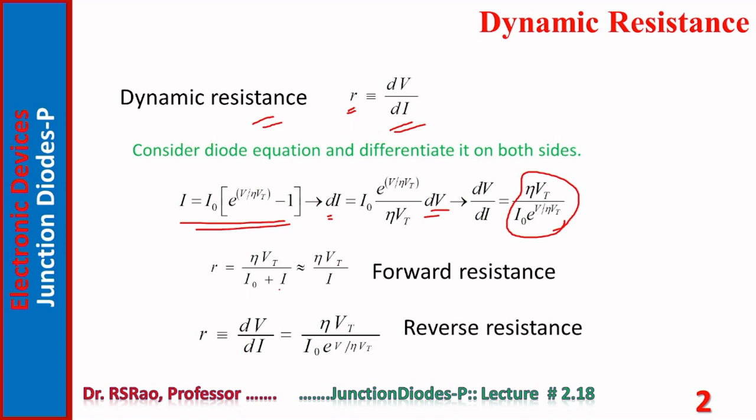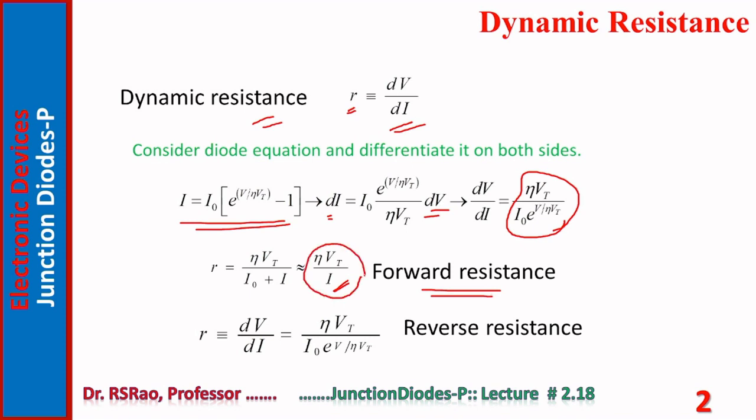Once neglected, I naught plus I becomes simply I. So R equal to eta Vt by I. This is the relation in case of forward biased condition. So R here gives us diode resistance under forward biased condition.